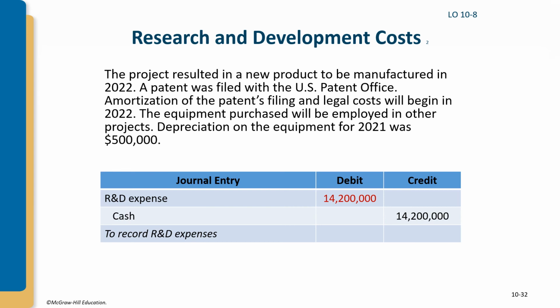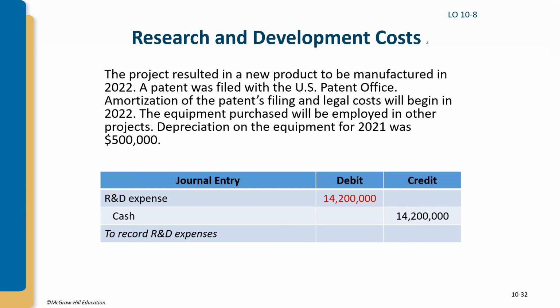$14,200,000. So we would debit research and development expenses $14,200,000 and credit cash. The project resulted in a new product to be manufactured in 2022. They filed the paperwork, got the patent filing and legal costs, and the amortization of the patent's filing and legal costs will begin in 2022. The equipment purchased will be employed in other projects.